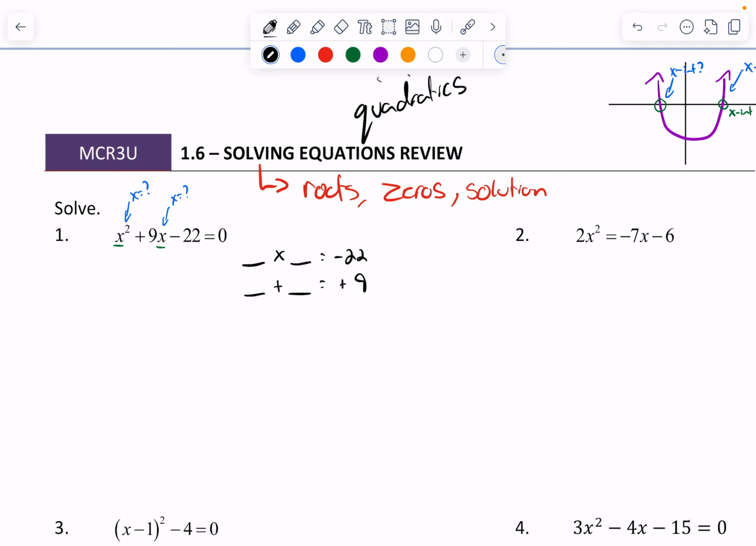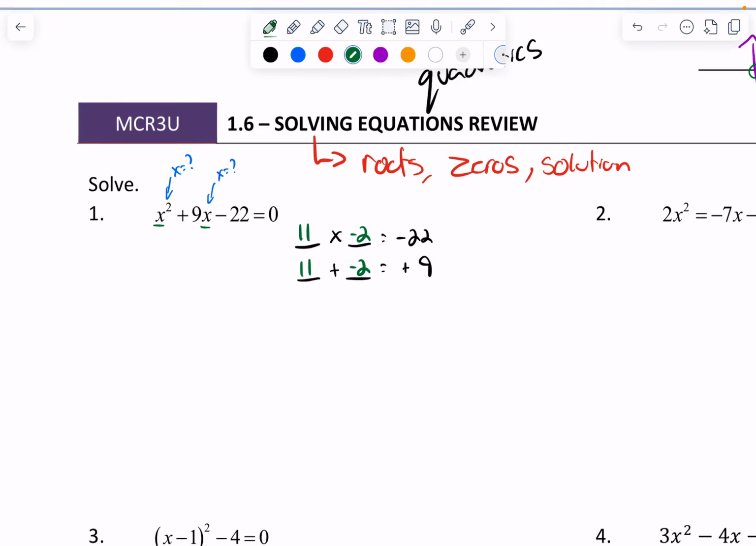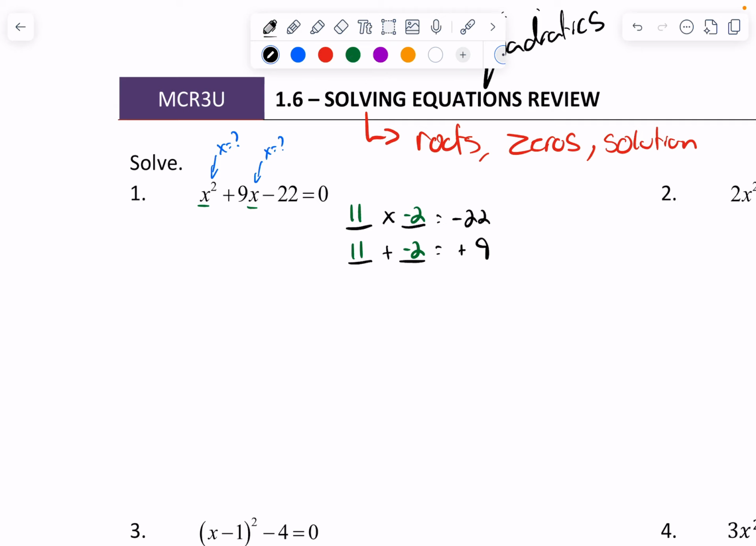What are the multiples of 22? In this case, it's positive 11 and minus 2, because positive 11 and minus 2 add up to give you positive 9. It being a simple trinomial, we don't have to do any decomposition. So your factors are x plus 11 and x minus 2.